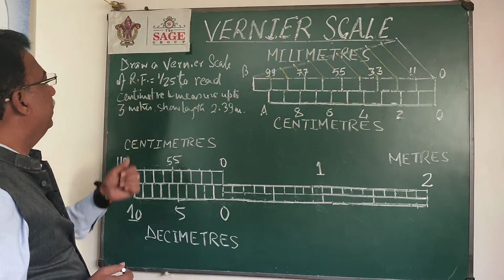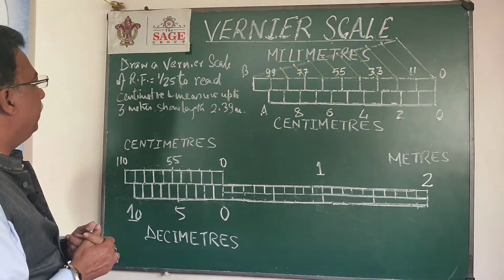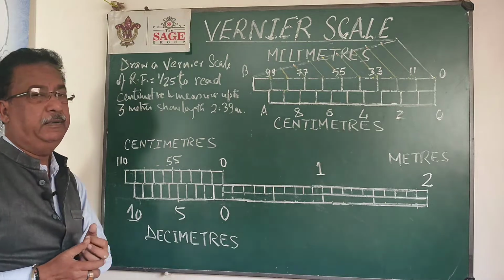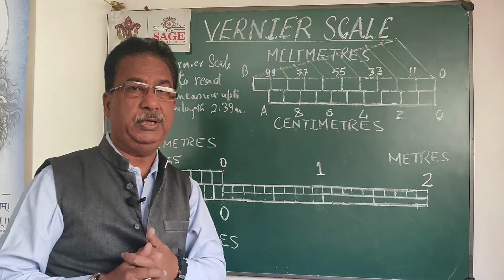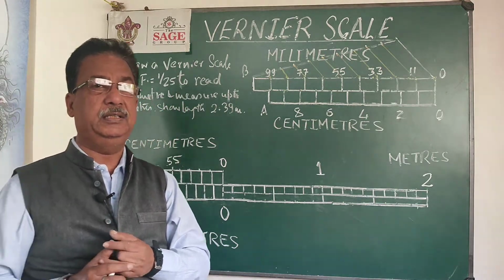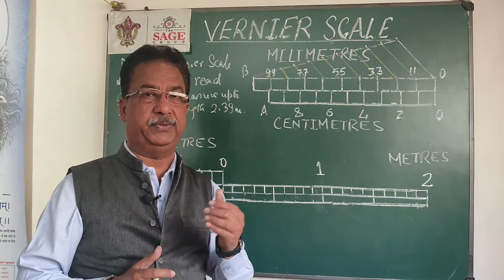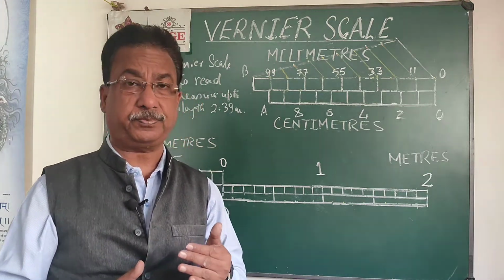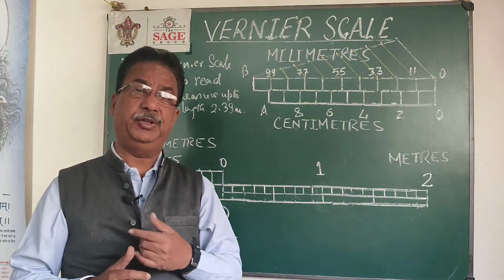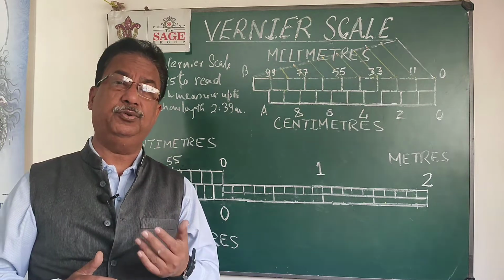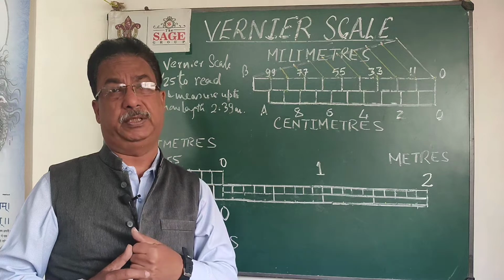If I take the same concept in a problem, I have taken a simple problem of a vernier scale. Draw a vernier scale of RF 1/25 to read centimeters and measure up to 3 meters, and we want to show a length of 2.39 meters. In the vernier scale, again there is a primary scale, like a plain scale, divided into subdivisions, but in a plain scale we divide only the first part into sub parts, whereas in a vernier scale we divide all the parts into sub parts.